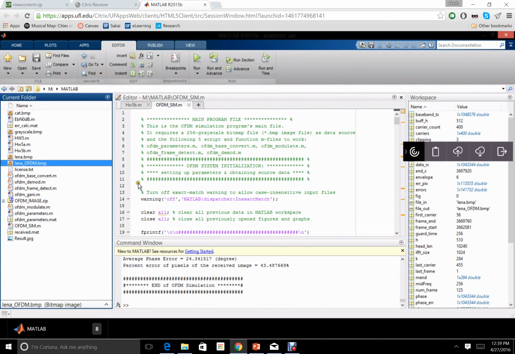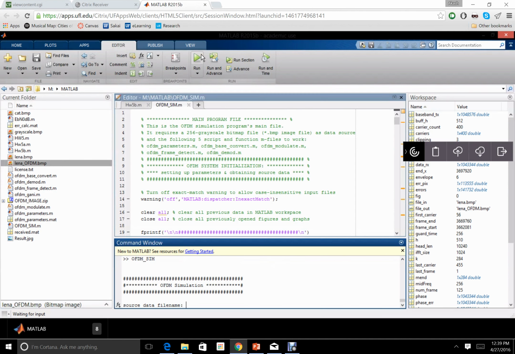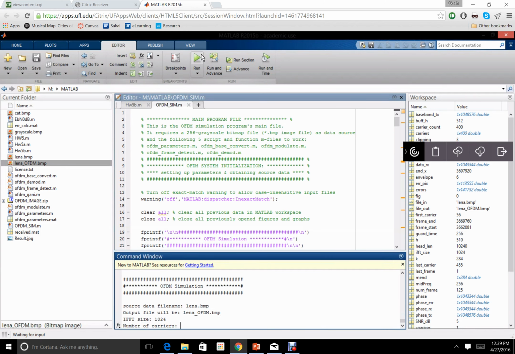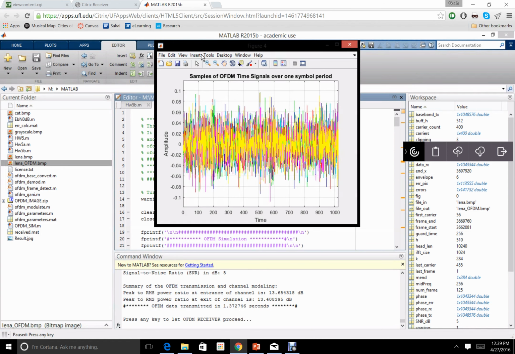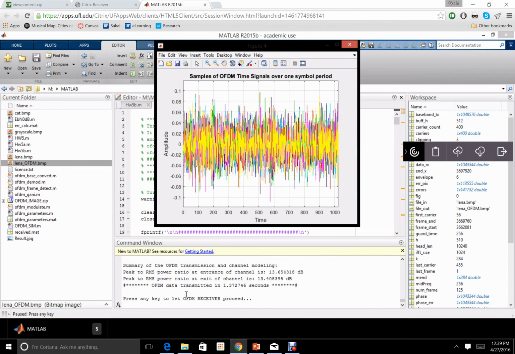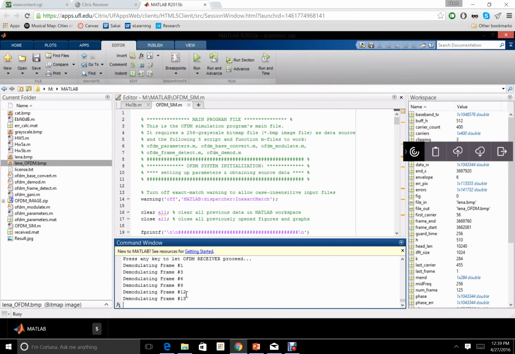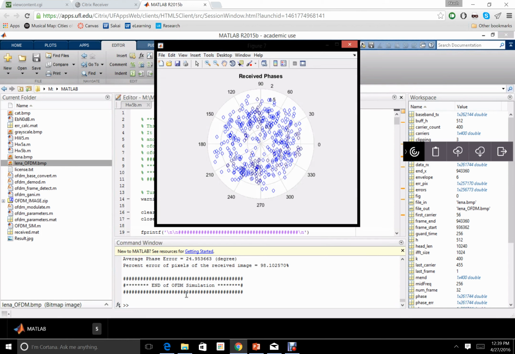If we were to run the test one more time for the highest modulation scheme, we see the difference in the speed in transmission, and if we were to demodulate it, we see the difference in the completion time of the algorithm for a higher modulation scheme.